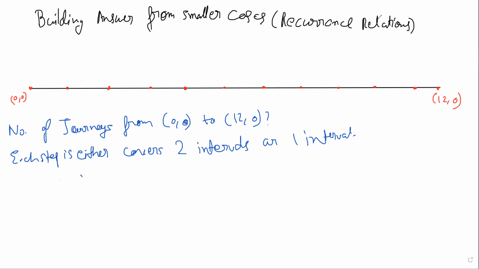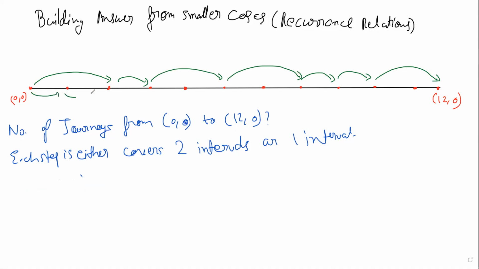So an example is you can take like this. This is one journey. And another journey could be simply to take 1 skips, something like this. 2 different journeys, right? In this way, how many different journeys are there?